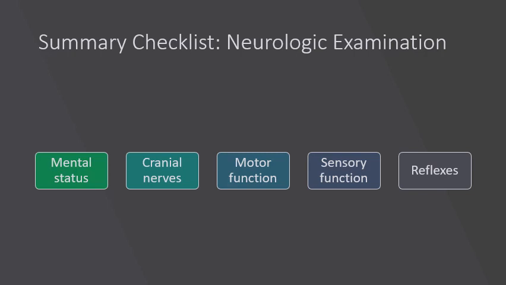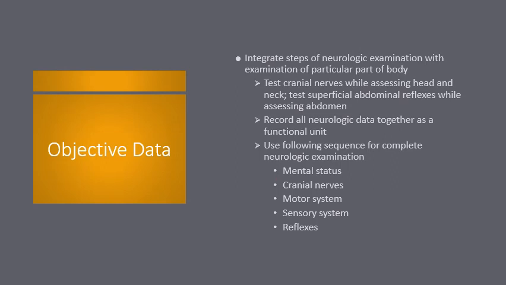Our neuro exam includes mental status, cranial nerves, motor function, sensory function, and reflexes. And it's really impossible to test the neuro system without also testing the musculoskeletal system at the same time because they're so interconnected. So you're going to assess the neuro system as you go down your head to toe assessment.